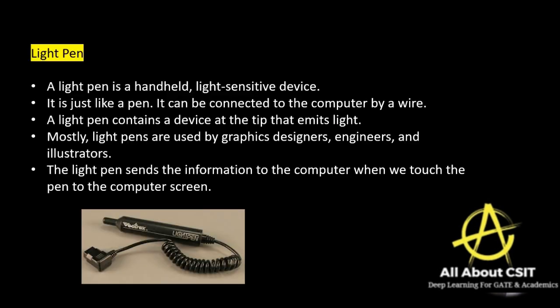Now coming to the next one, the light pen. A light pen is a handheld light sensitive device. From the light pen, a light is emitted. It looks just like a pen, but you have to connect it to the computer with the help of a wire. See in the diagram, this is the USB connector. You can connect that connector to your system, so it can be connected to the computer by a wire. A light pen contains a device at the tip that emits light. If you see here, there is a tip, and it emits light on the screen.